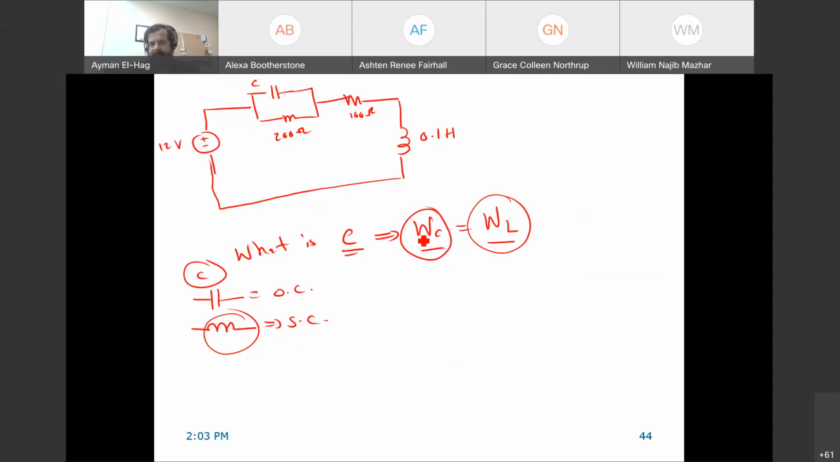So omega WC, so you know that this is 1/2 CV square will equal to 1/2 LI square. So this is the criteria that you will use. C equal to 5. No, not 5. Try again.